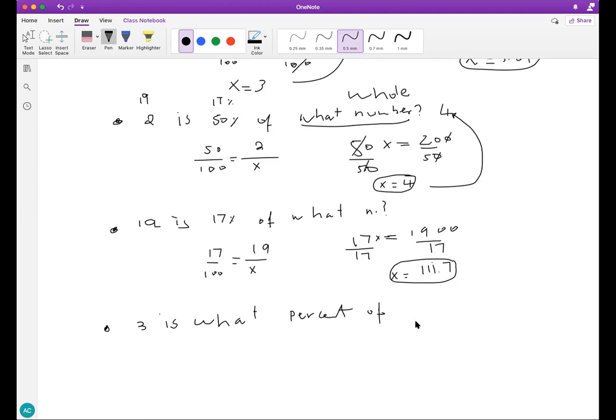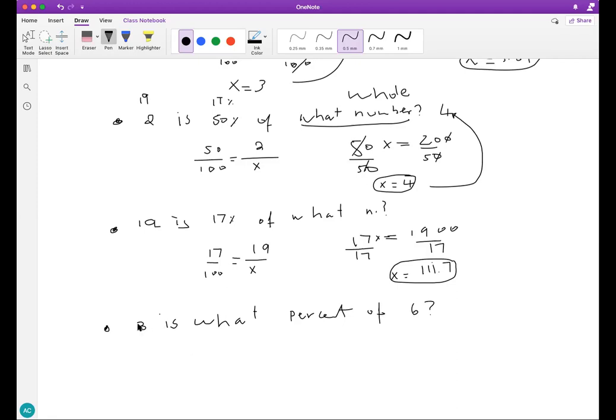3 is what percent of 6? I think you could probably figure this one quickly. If not, we're going to use the formula again. So 3 is what percent of 6? How much, what percent, does 3 represent from 6? 50%. That's right, it's half.